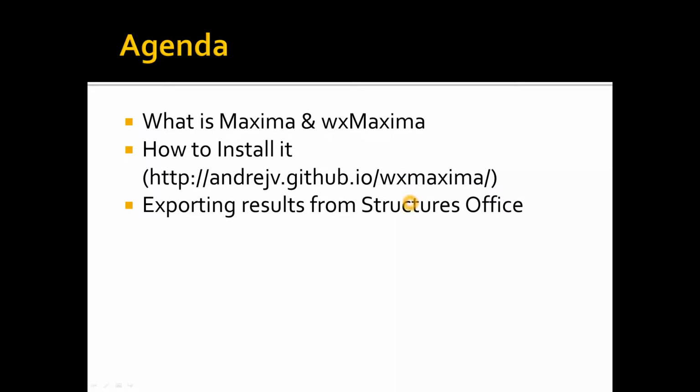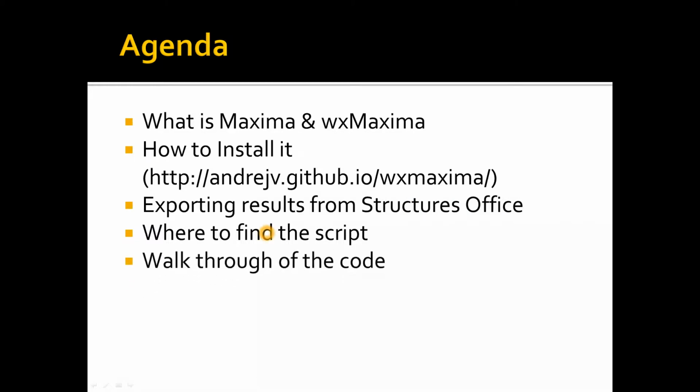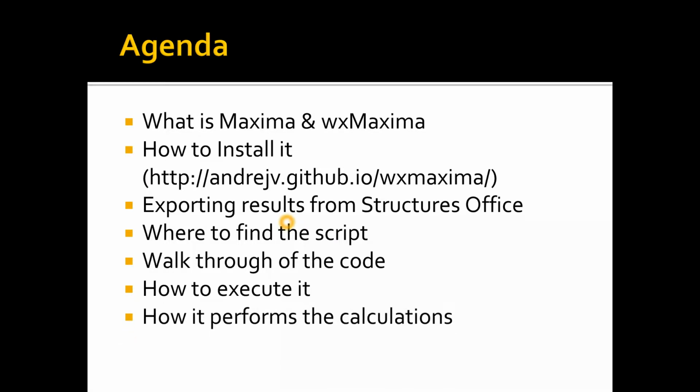how to export results from Structure's Office, where to find the Maxima script, and then we're going to do a walkthrough of the code to show how you have to modify it to get it to do the check, and just executing the code. And we're going to talk a little bit about how the results are computed in wx Maxima and Structure's Office. What's the difference?